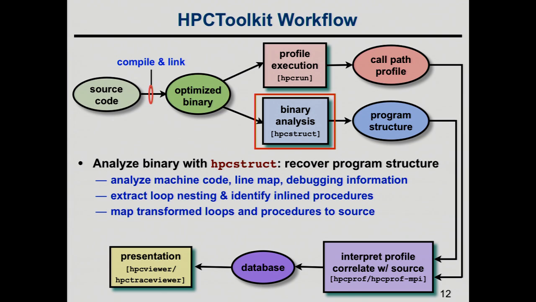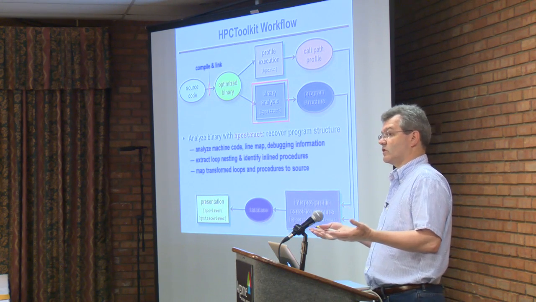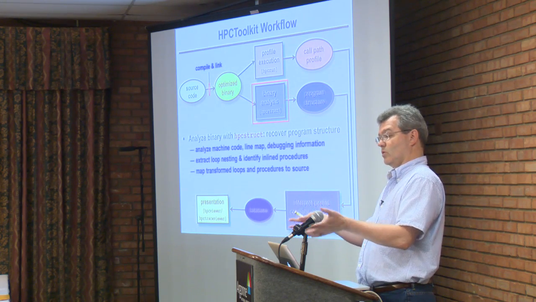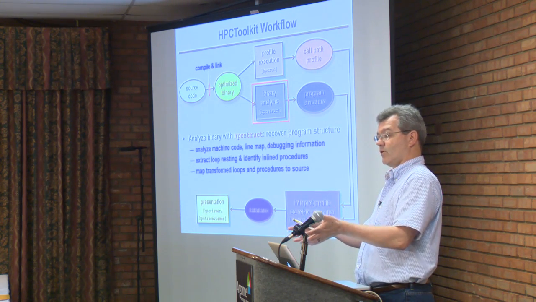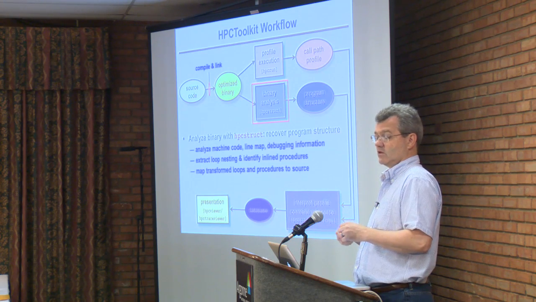The other thing that we do that's a little bit unique for our tools is we analyze an application binary. We have a tool called HPCStruct, which recovers program structure. It analyzes machine code, looks at the line map that the compilers recorded, and looks at whatever debugging information is present in the binary. It identifies where loop nests are, identifies inline code, and maps all of the transformed loops and procedures back to source. Effectively, we're parsing the machine code and looking at it to identify loops, to figure out how your executable got translated to machine code.